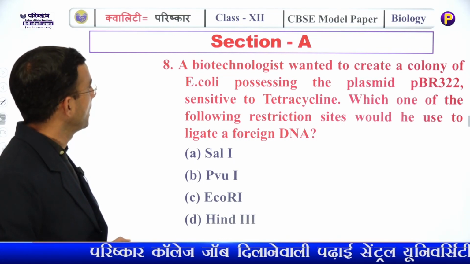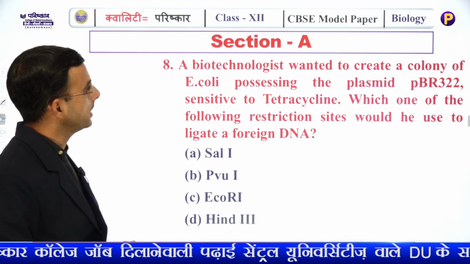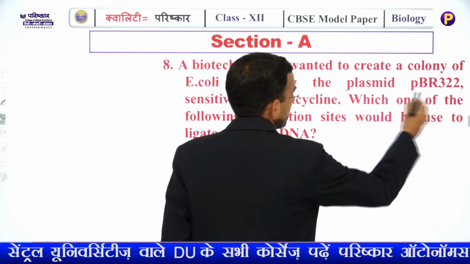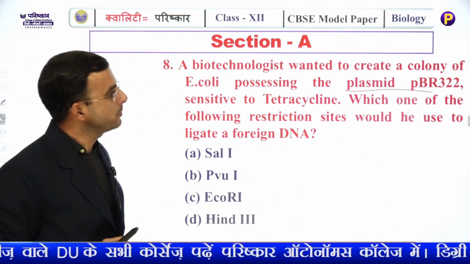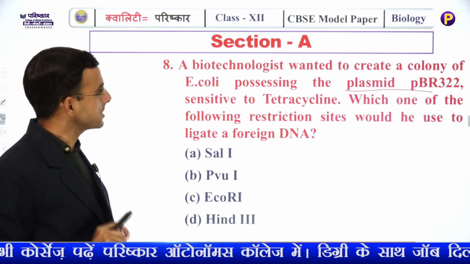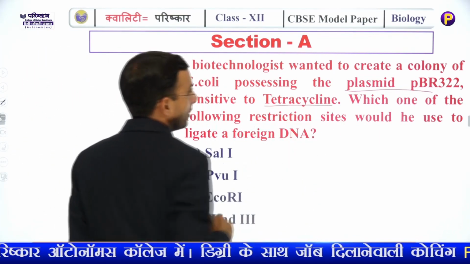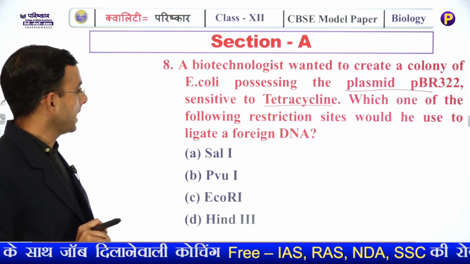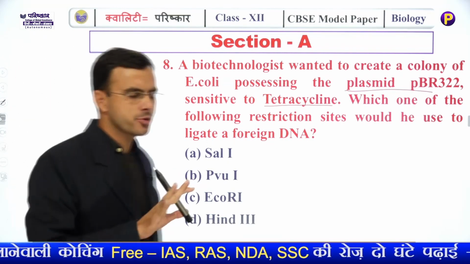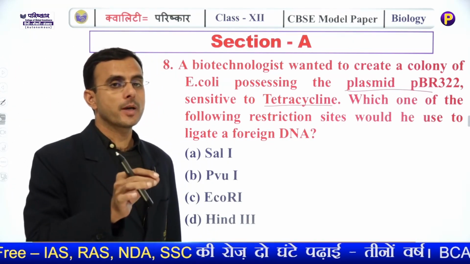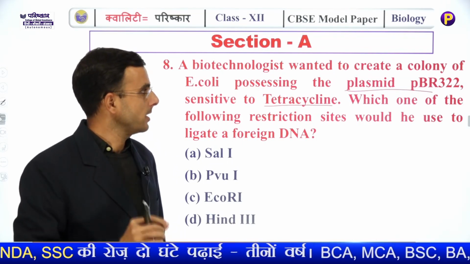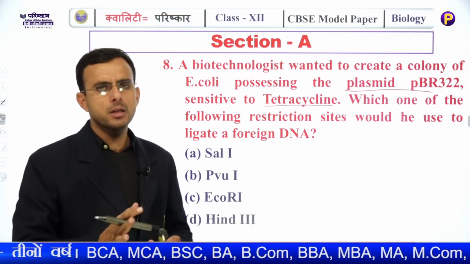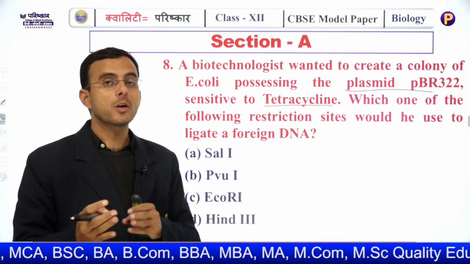Now the eighth question is, a biotechnologist wanted to create a colony of E. coli. In that E. coli there is a plasmid, pBR322, sensitive to tetracycline. Which one of the following restriction sites would he use to ligate a foreign DNA? In biotechnology we are able to incorporate an outside gene because of restriction enzymes. We can incorporate the outside gene into another genome, and here the plasmid is acting as a vector.